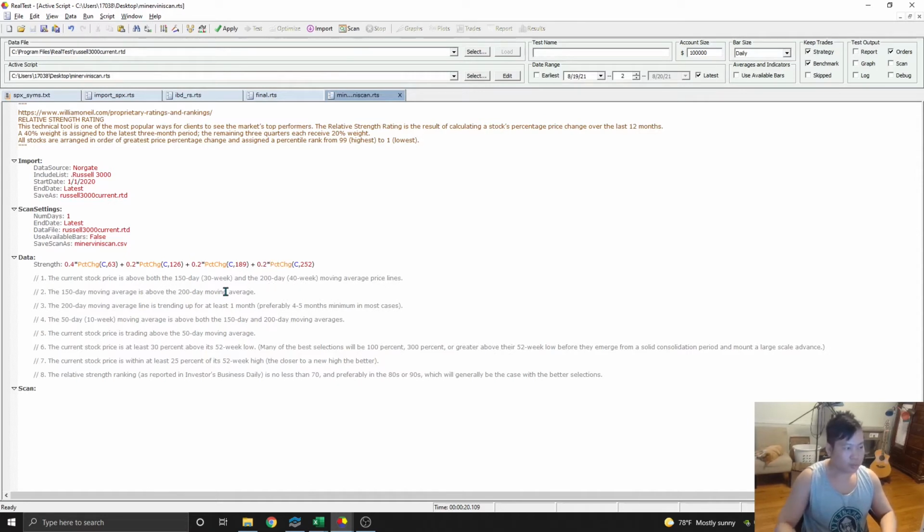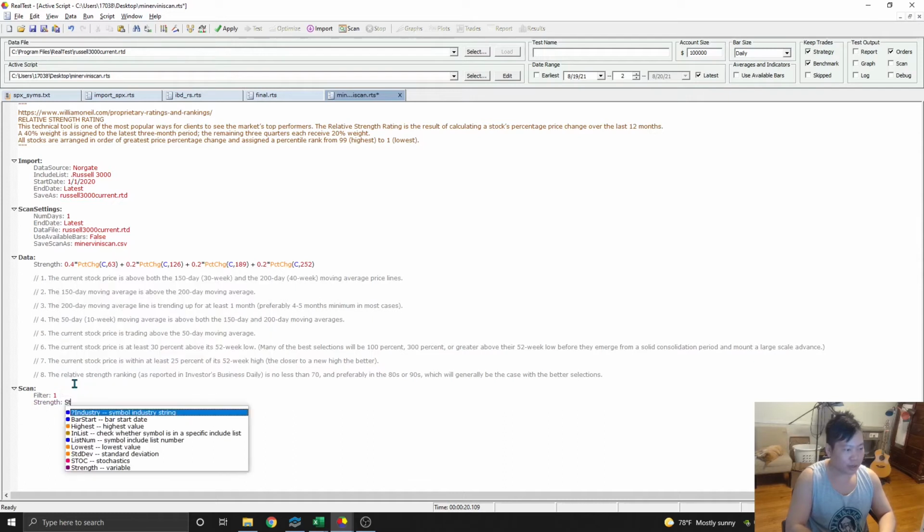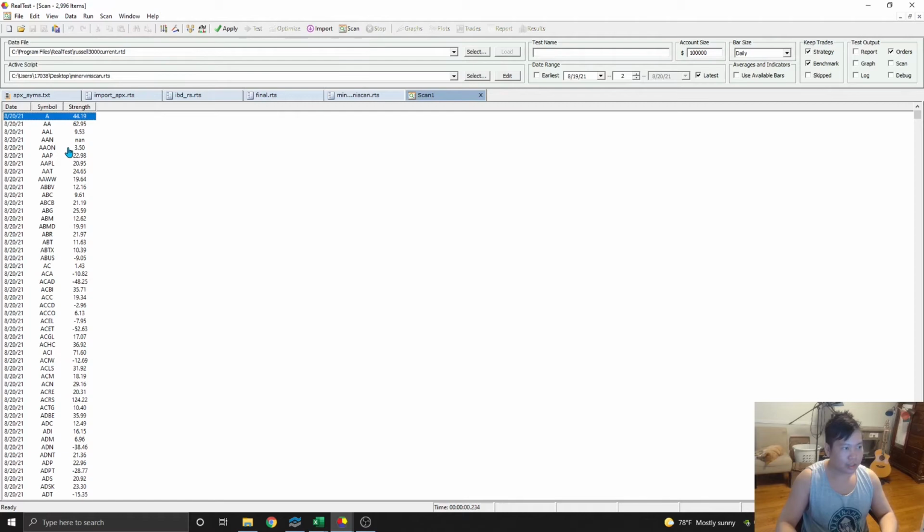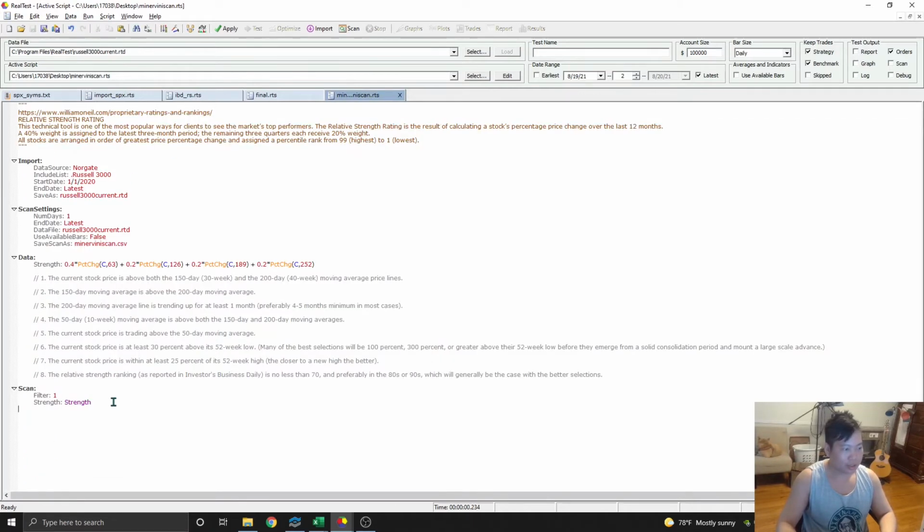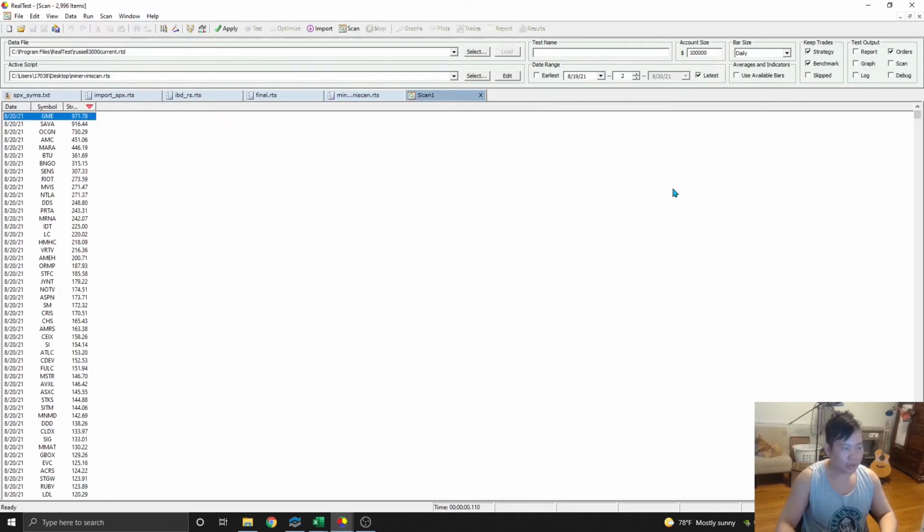Alrighty. So if we start with our scan here, I'm just going to filter on everything to show all the symbols, and then if we just want to display our strength here, that should do it. All right, as you can see, we're calculating a strength now. But the problem here is they're not sorted, right? So we want the strongest stocks, so the highest strength. So we can sort by descending values here. Strength.